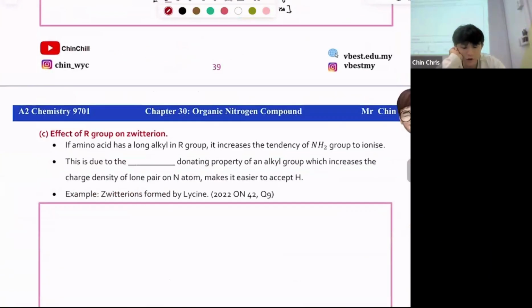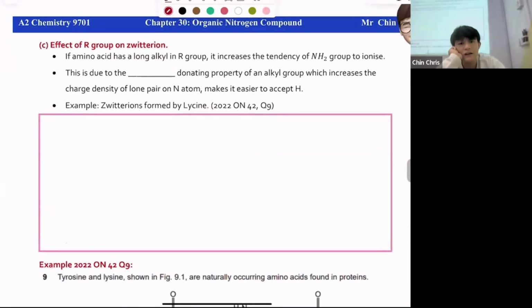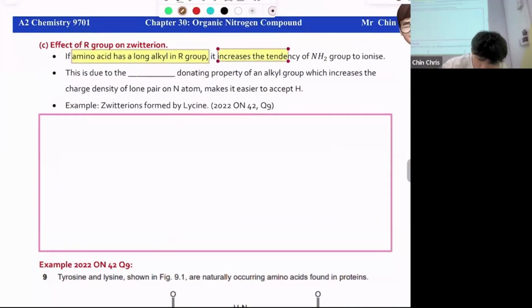All right, guys, now let's move on. The effect of R group on zwitterion. Guys, again, what is R group? R group is your electron donating alkyl group, right? So highlight the word: if an amino acid has a long alkyl group in R, it increases the tendency to ionize, or increases the tendency to protonate.